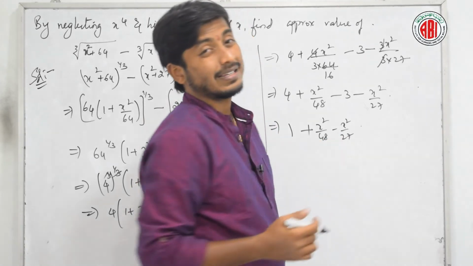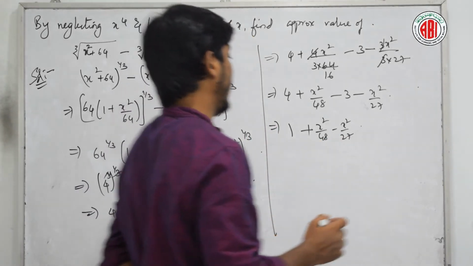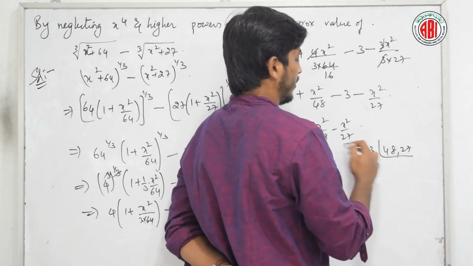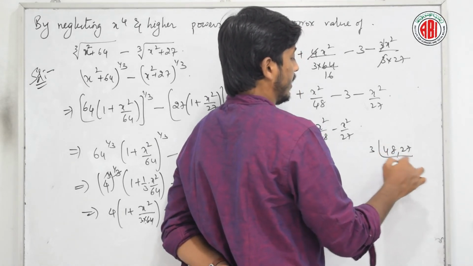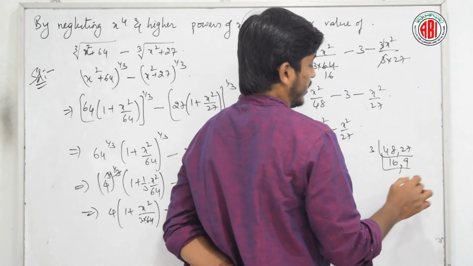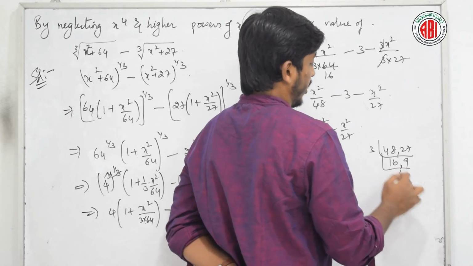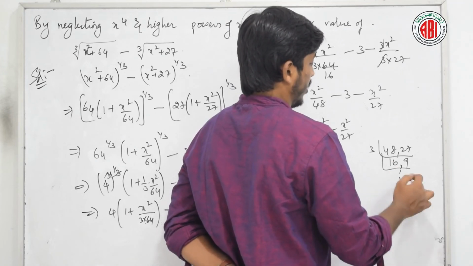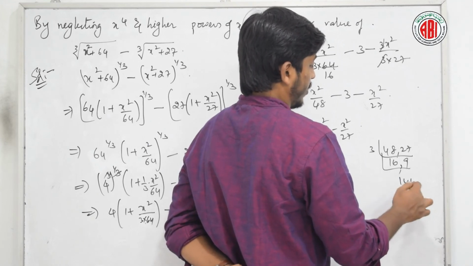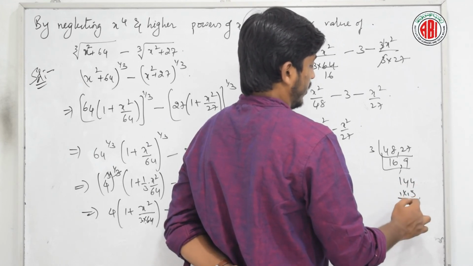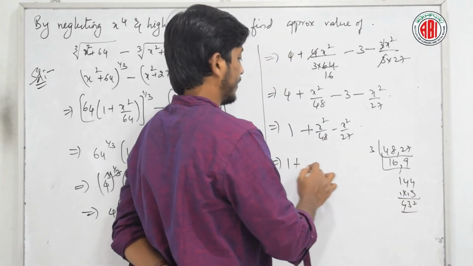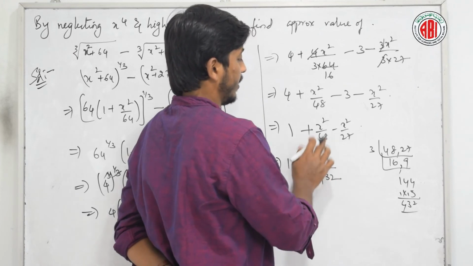You can just take the LCM of 48 and 27. What will it be? You can find it. There is nothing wrong in doing it like this. 48 is 3 times 16, 27 is 3 times 9. Is anything still common? No, right? 16 times 9 is 144, into 3 is 432. So 432 is our LCM.